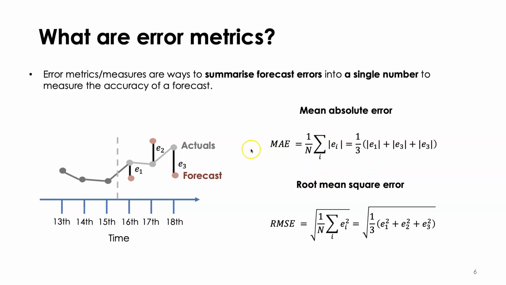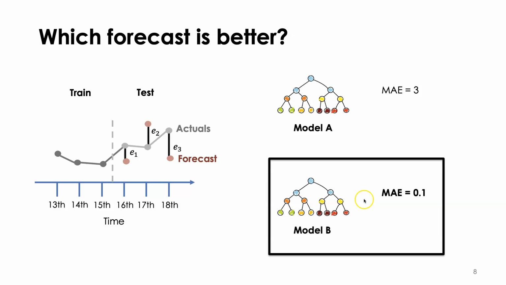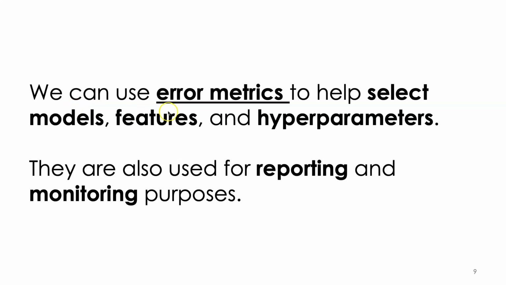And so now here we have two metrics with which to measure the accuracy of our forecast. We can ask, which forecast is better? Imagine we have our time series and we build two different models. We can then measure the mean absolute error for these two different models and ask which one is better. And then we will pick the model with lower error as the one to use. So we can use error metrics to help select our models, features, and hyperparameters. They are also used when we are reporting and monitoring our forecasts.